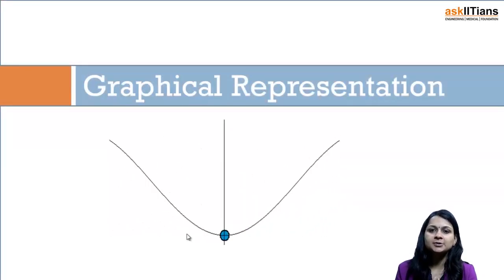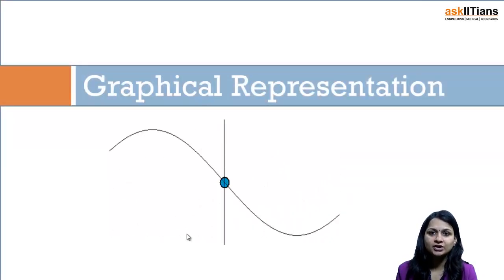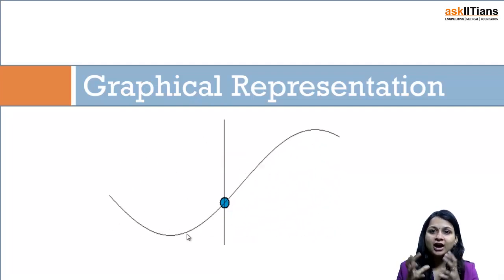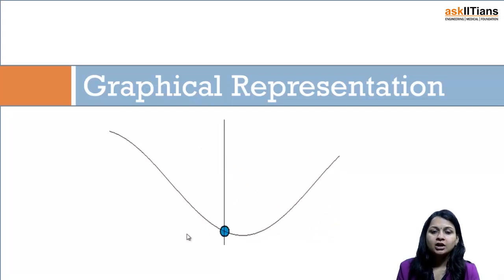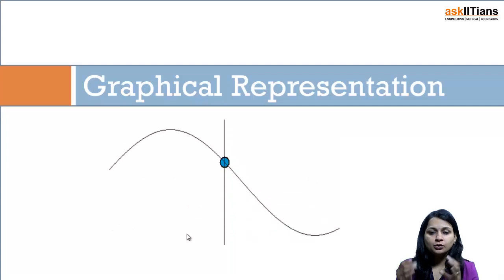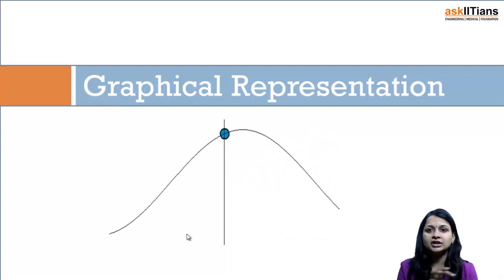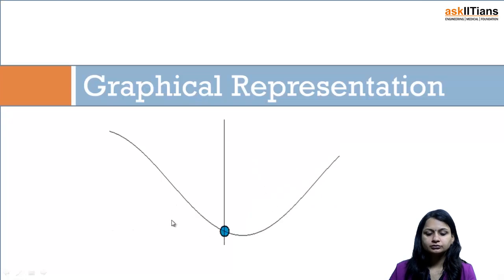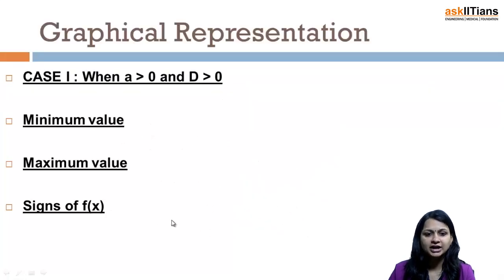Let's start. Graphical representation helps us to solve many tricky questions very easily, because when you know the graph of a quadratic equation, it's very simple to draw it, and then you can analyze the whole question easily. Okay, so let's see the first case.